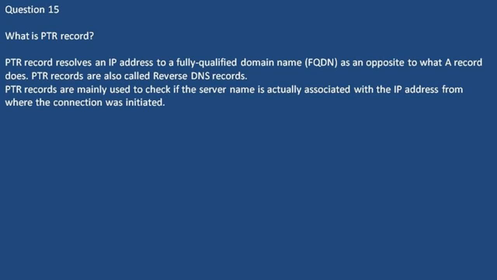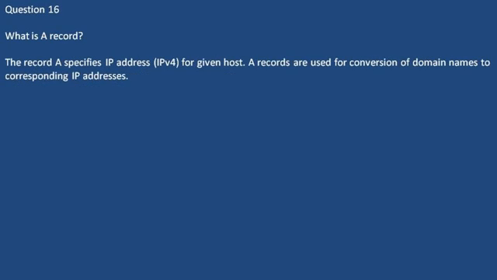Question number 15. What is PTR record? PTR record resolves an IP address to a fully qualified domain name, FQDN, as an opposite to what A record does. PTR records are also called reverse DNS records. PTR records are mainly used to check if the server name is actually associated with the IP address from where the connection was initiated.